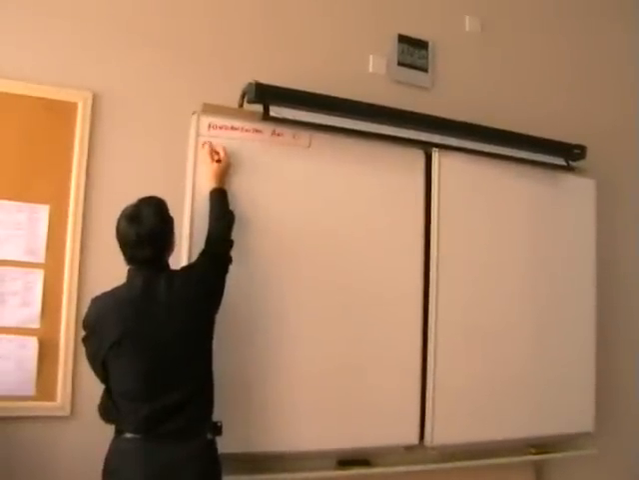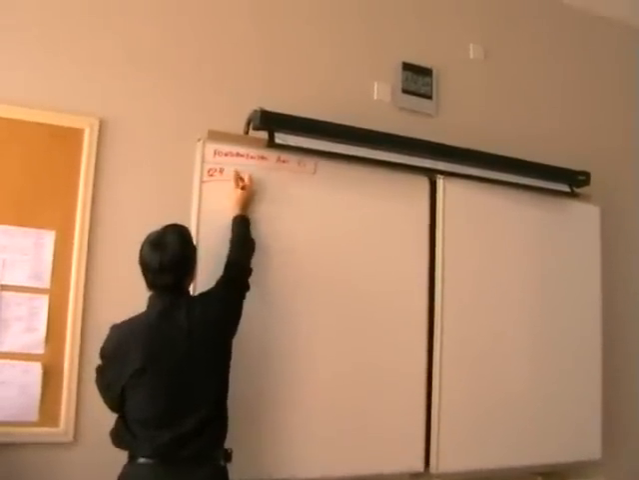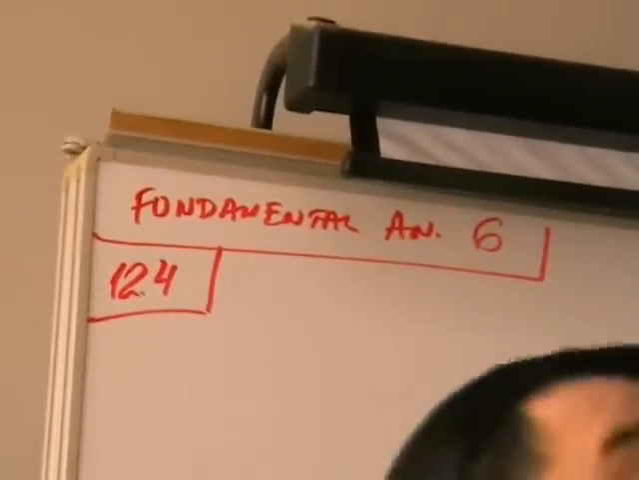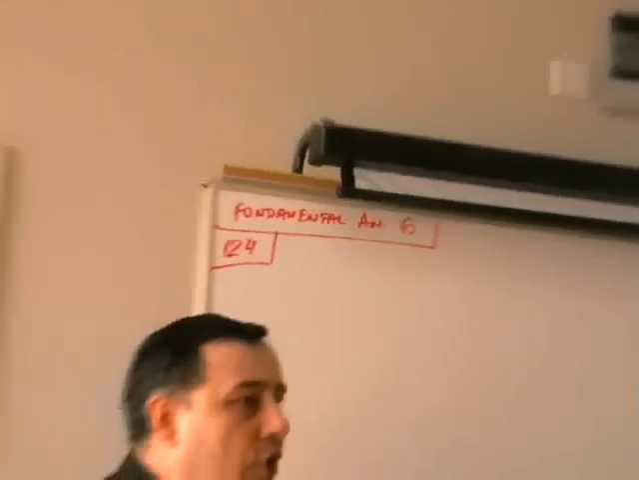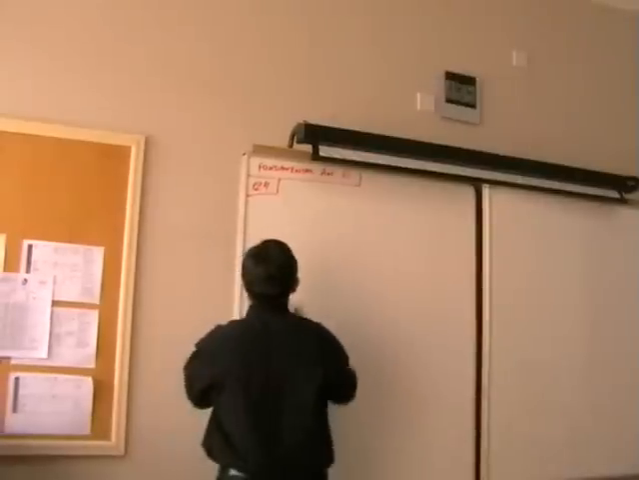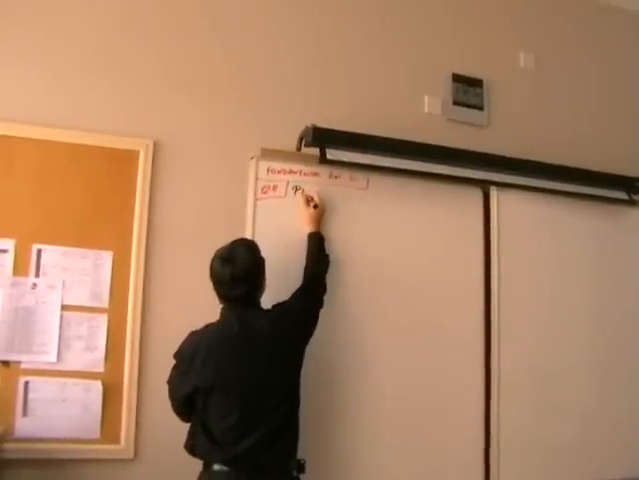So, from my textbook, we do 12.4. Last time we finished 12.3. In your new edition, it is chapter 13, section 4. It is called price-earnings ratios.